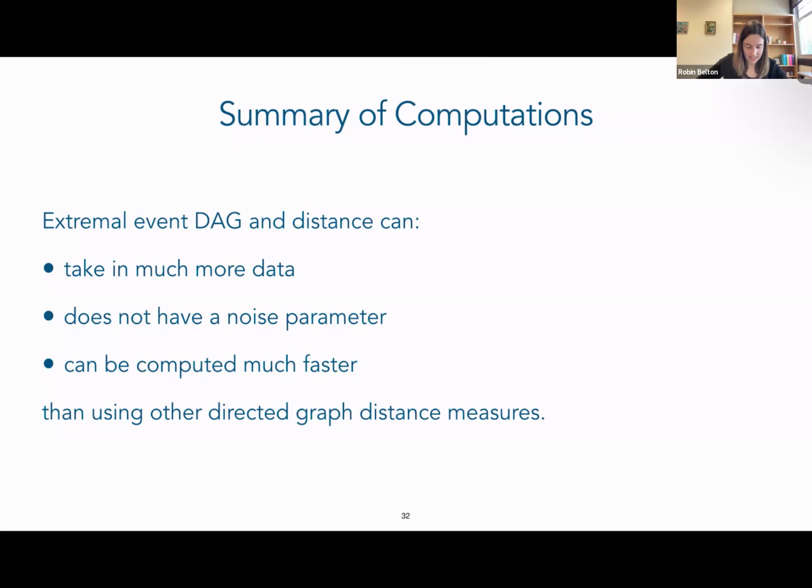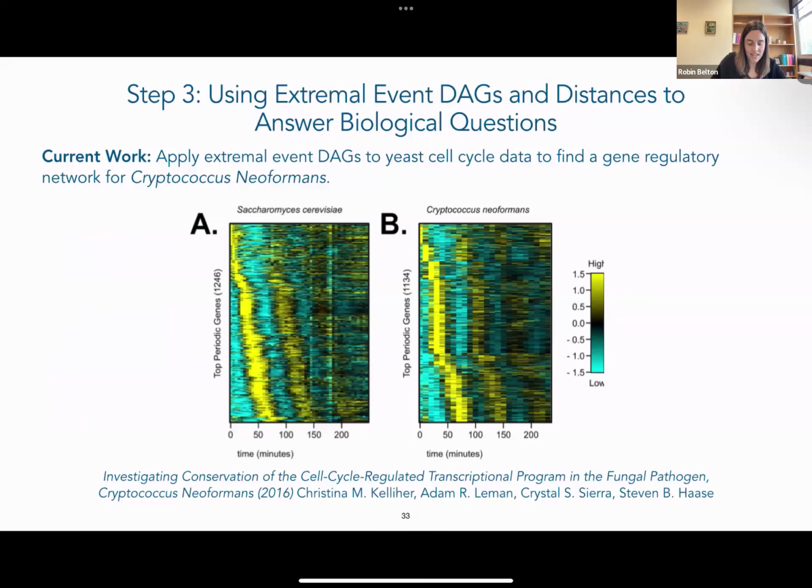Sweet. All right, so that was all good news. And now for our second application, this is what we are currently working on, where we want to apply extremal event DAGs to yeast cell cycle data to find a gene regulatory network for Cryptococcus neoformans.